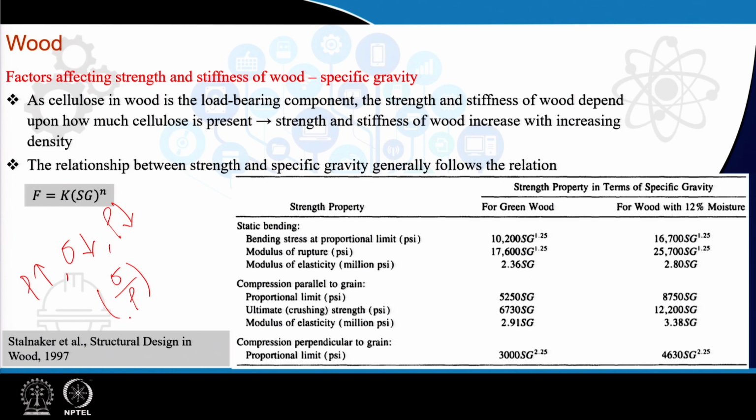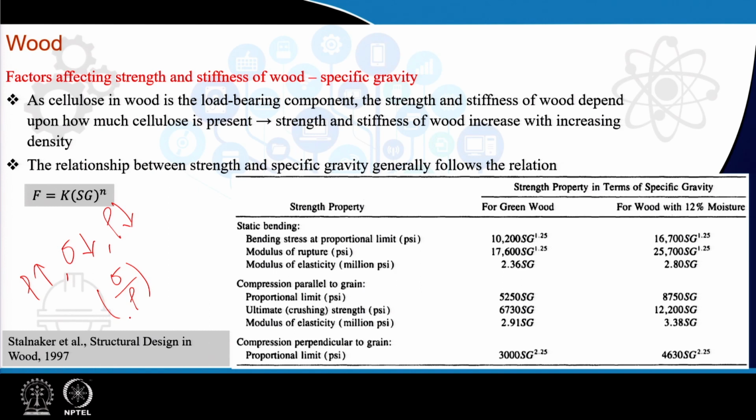Now, as we know, wood has a significant amount of porosity, and if the density of the wood increases, that basically means that the amount of cellulose and lignin in the wood is also increasing. That means, the higher the density of the wood, the more the amount of cellulose, and as we know, cellulose is the main load bearing component of the wood, and correspondingly the strength and stiffness of the wood will also increase with increasing density.